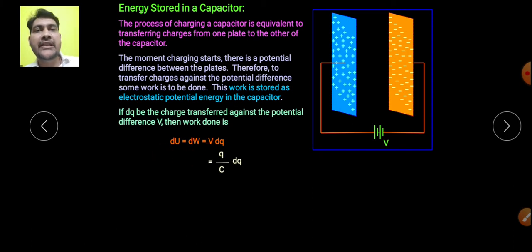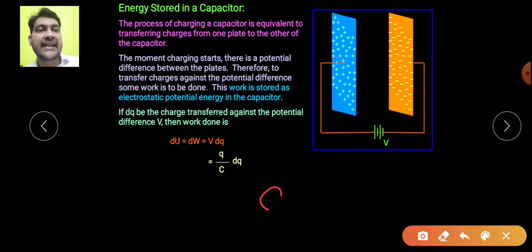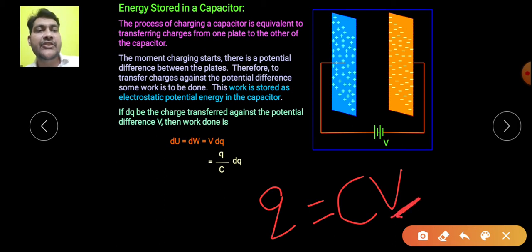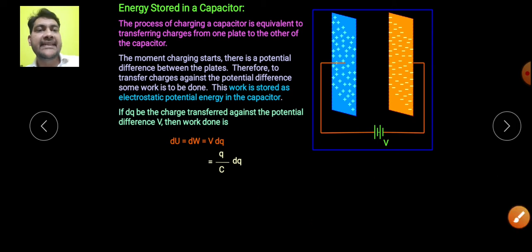So if we put the value of V, the potential difference, we know the relation Q is equal to CV. We studied in our last lecture the charge stored on a capacitor. This is equal to C multiplied by the potential difference, where C is the capacitance of the capacitor. Then if we put the value of V from this equation into the previous equation, we get dU is equal to q by C into dq. So this is the small work done to transfer dq charge between the plates.